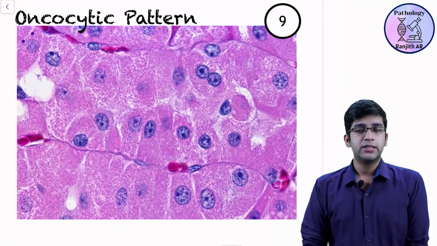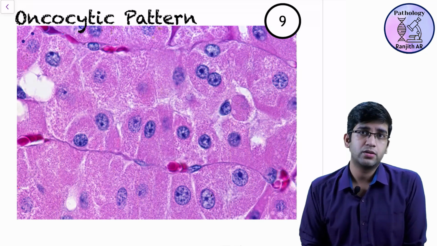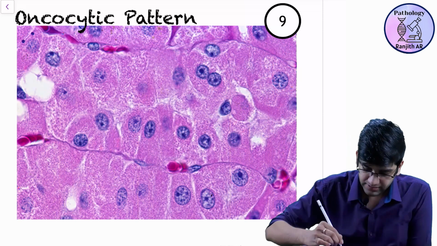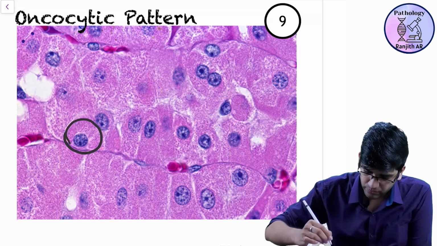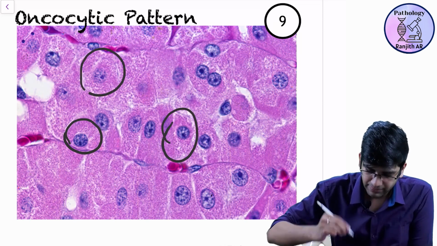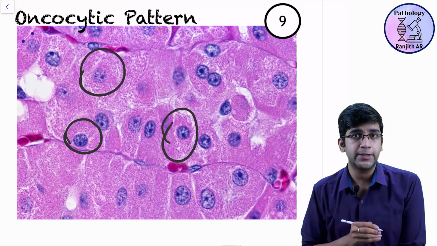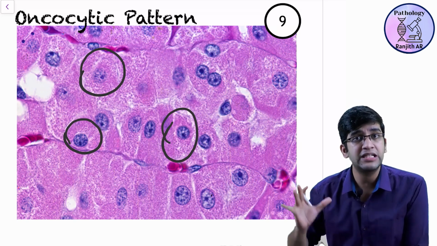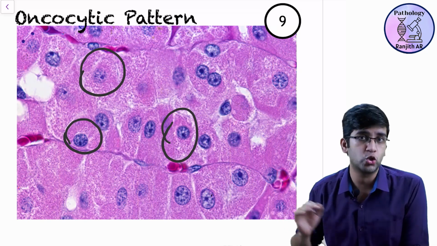Oncocytic pattern. What I told first was that most of the cancers are blue in color. This is an exception. There's a tumor. I'm just putting a circle around the cell alone. There's a cell margin. If you look, it looks pink. That's an oncocyte. A cell with an abundant pink cytoplasm is called an oncocyte.